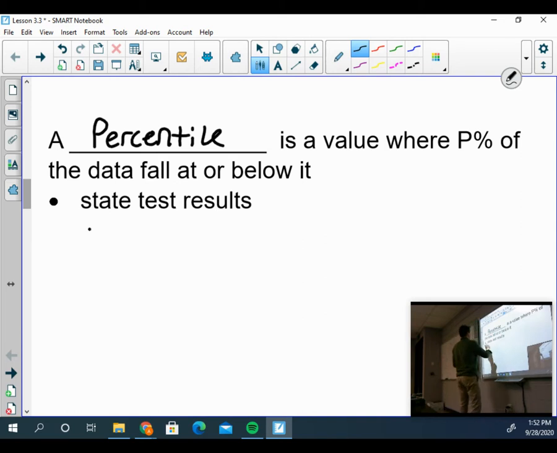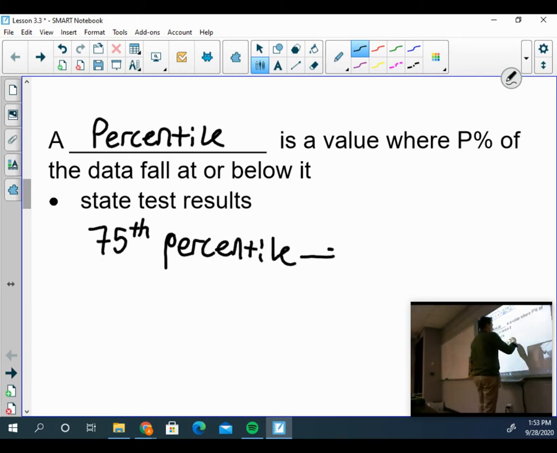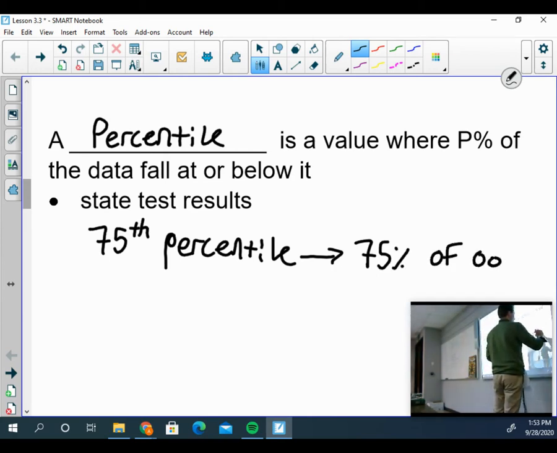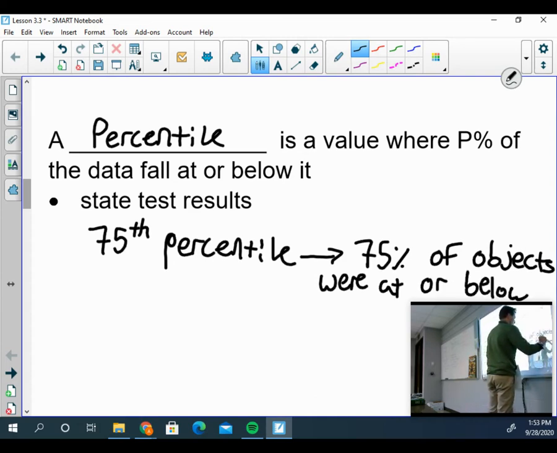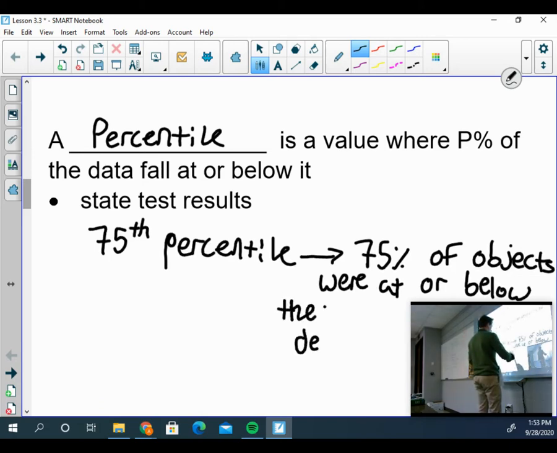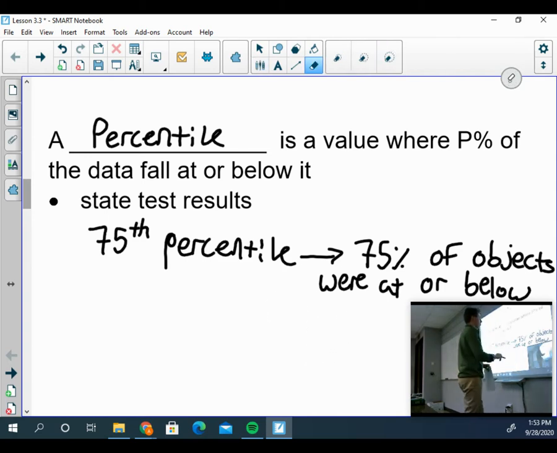In other words, the 75th percentile means that 75% of people or data, we'll say objects, were at or below the desired score, outcome, whatever you want to phrase it as. Not the desired score, but 75% of objects were at or below the same level as what we're focusing on.